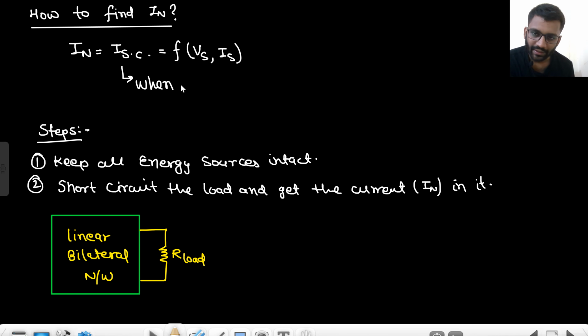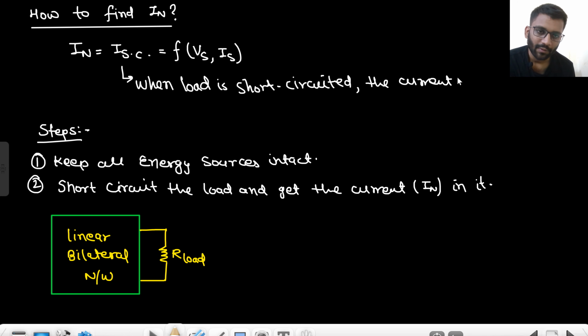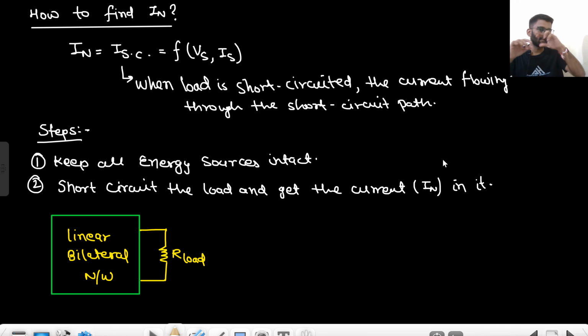When the load is short circuited, the current flowing through the short circuit path, okay. When your load is short circuited, the current that is flowing through that short circuit path is known as the Norton current or the short circuit current.